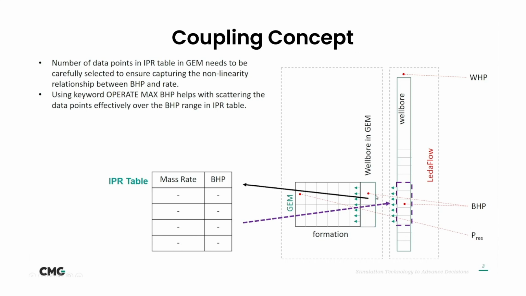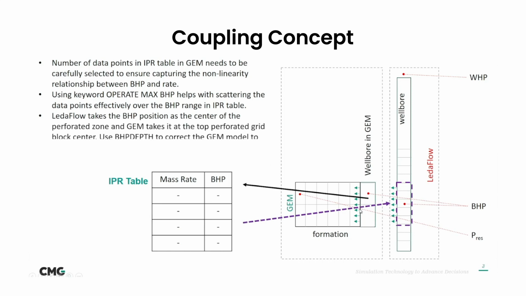As you can see from the schematic here, the place where we report the BHP in these two applications is quite different. LedaFlow will take the BHP position as the center of the perforated zone, while GEM will take the top perforated grid block center to report the BHP. So in certain cases, when we're looking at a very long perforated zone, there would be quite a significant difference between these two positions. So we suggest using the BHP depth keyword to correct the GEM model to the same reference depth as the center of the LedaFlow inflow device.